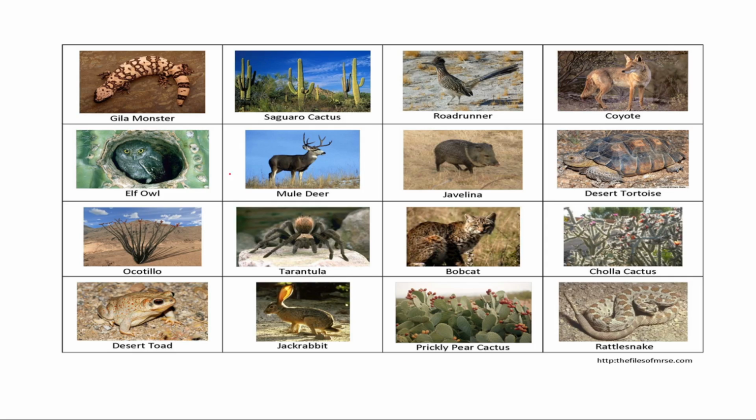Let's see, look at here, that is Gila monster, saguaro cactus. Look, these are what? These all are stems and leaves are what? Spines. Roadrunner, coyote, elf owl, mule deer, javelina, desert tortoise, ocotillo, tarantula, this is one type of spider, bobcat, pole cactus, desert toad, jackrabbit, prickly pear cactus. Look, rattlesnake, all these you can find in desert.